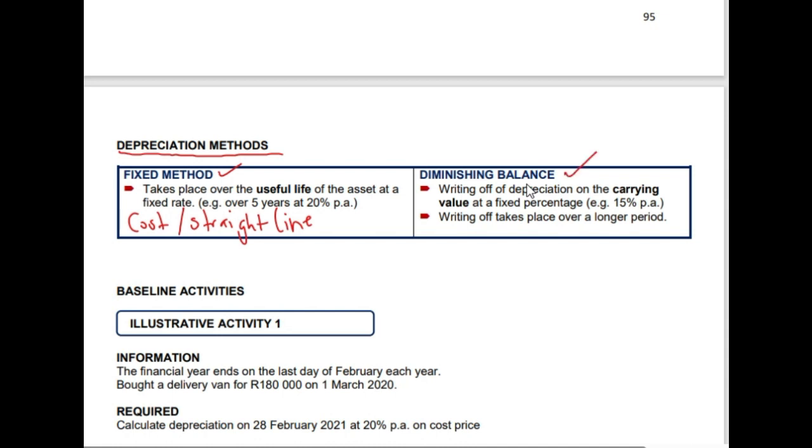And then we have another method of depreciation, which is the diminishing balance method. Let's find out what is happening. Depreciation is written off on the carrying value, meaning we are calculating depreciation based on our book value. If you don't want to say book value, you can also say carrying value, at a fixed percentage. And then the writing off takes place over a longer period.